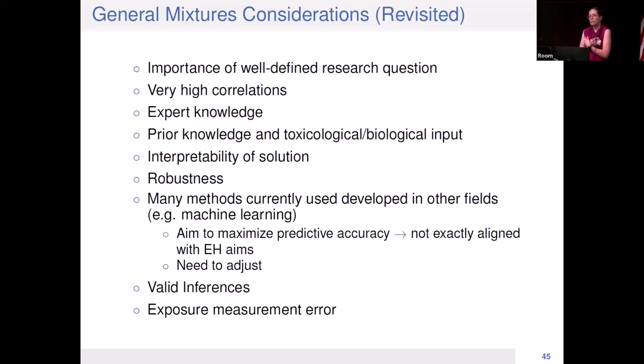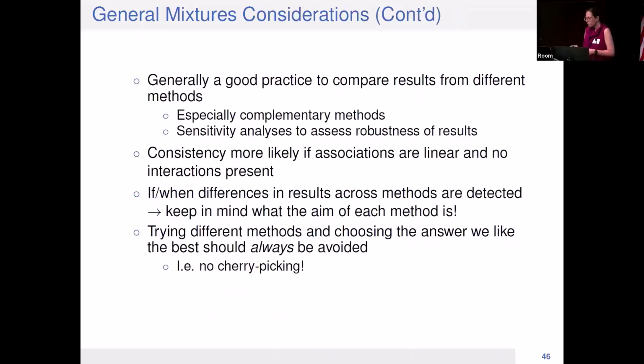Exposure measurement error is true in any environmental epidemiological study, really, depending on the error. If some of my mixture members are measured with more error than others, that can throw off my entire solution. So I need to have some understanding about how much error each chemical is measured with. Generally, it's good practice to compare results from different methods that are complementary, that help answer the same research question, right? I cannot compare a PCA solution to a BKMR solution and expect that the results will be the same. They answer very different questions.